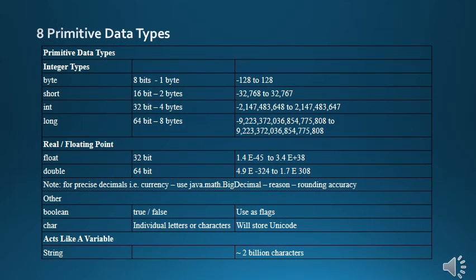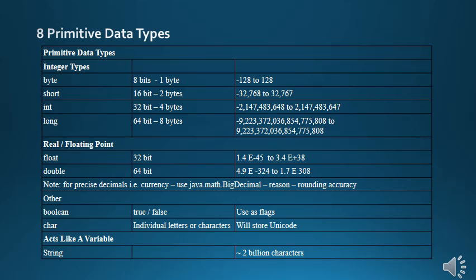Data types. Java has 8 primitive data types, and like I said before, we have to tell Java exactly what type of data we're dealing with. So they basically fall into a couple different categories. We've got 2 number categories, integer and real/floating, and then we have Boolean, chars, and strings.